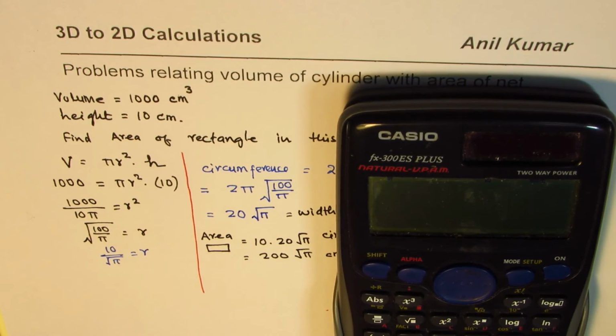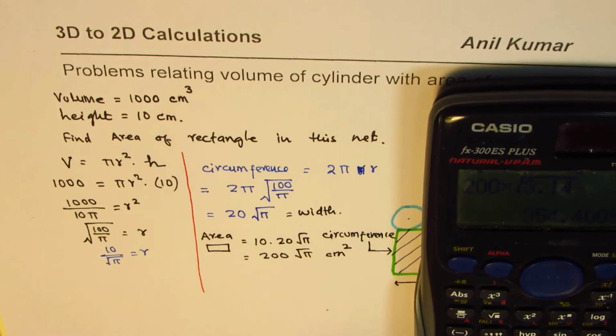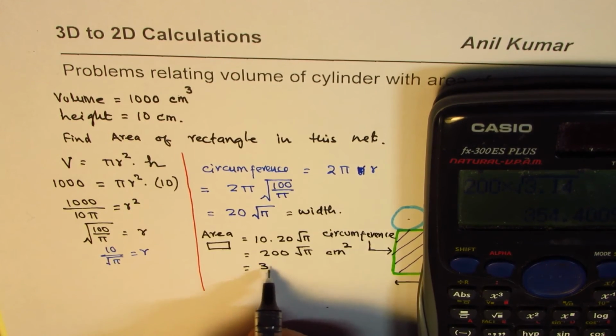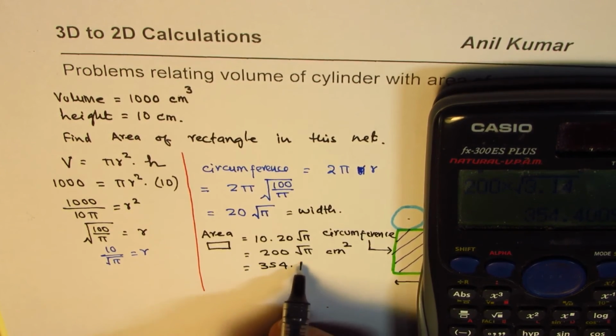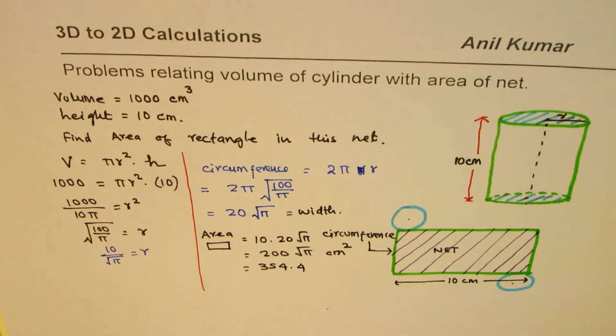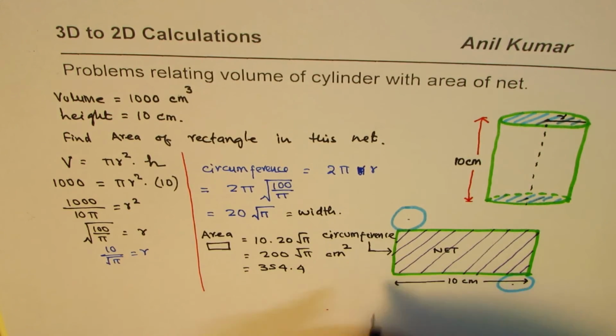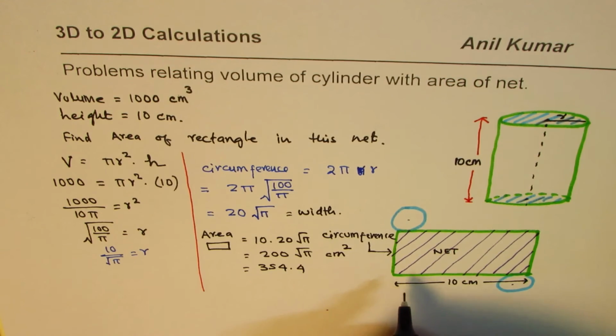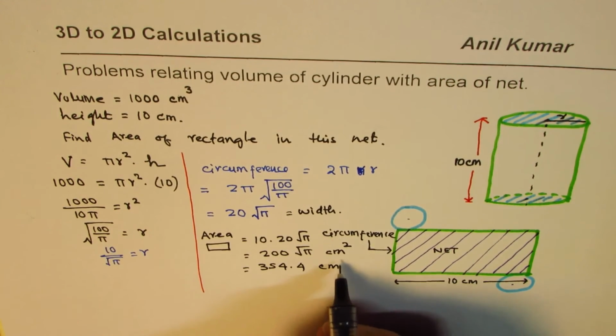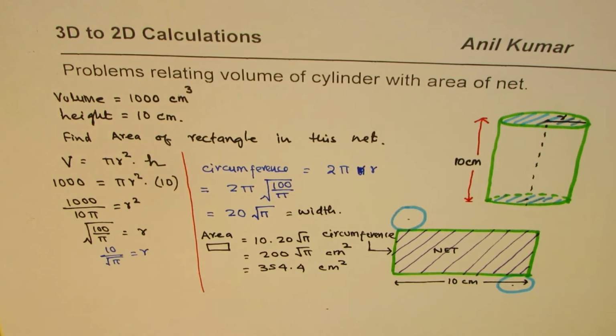You can always use the calculator to find the answer. So it is 200 times the square root of pi, let me write 3.14, right? Which equals, in decimals, 354.4, okay? So that becomes the area for the given question, in centimeter square. I hope you understand the method in this case, right?